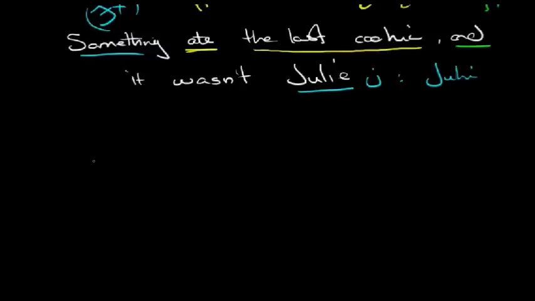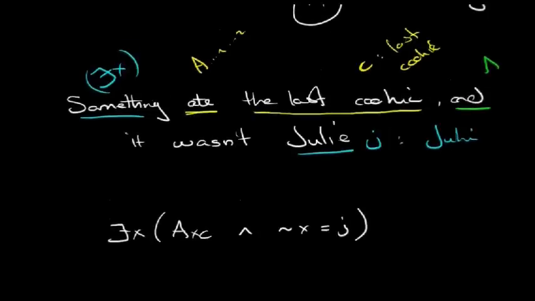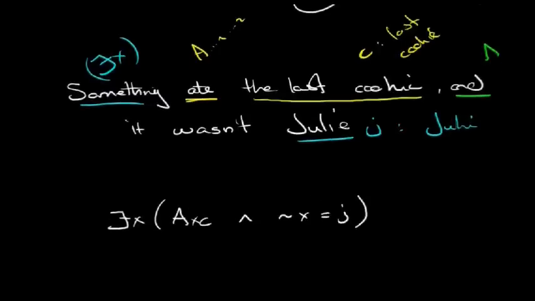So something is going to be: there exists an x, and what's true of that x? Well, x ate the last cookie, so we're going to want to say Axc, and we also want to say that it wasn't Julie that ate the last cookie. Right, so x is not Julie. So not x equals j. Okay, so there we go. It's as simple as that, using the identity statements. Just to say there is something which has this property, and it's not this other thing, right?